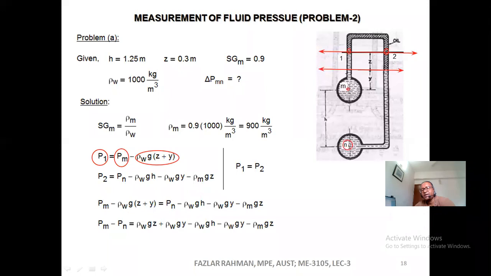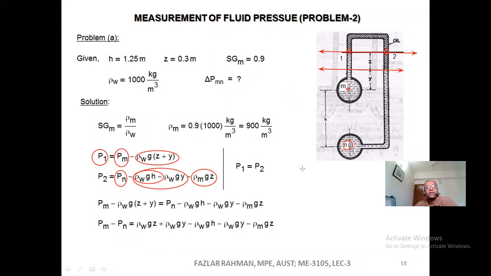And similarly P2, you start from tank N. What is the pressure at tank N? PN. So I say P2 equals PN, then you first come right over here, or directly come over here, because it is the same fluid. What is the height from here to here? H plus Y, right? Then you say rho G H. That means you will get these two values. Then you go that much, height is Z, but your manometric fluid will be rho m. Then you say P1 equals P2, then easily you can figure out the difference.